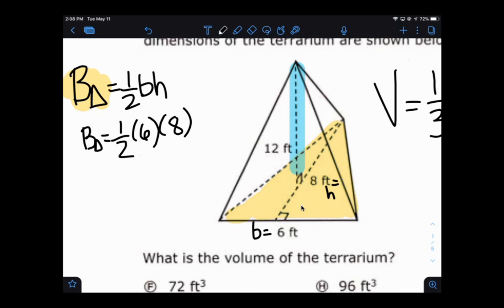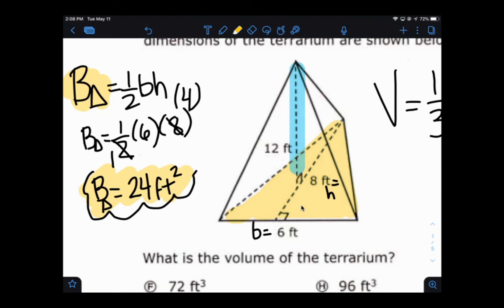I can cut one of these two numbers in half, right? Half of 2 is 1, half of 8 is 4. Now we multiply 6 times 4 equals 24, right? That's the area of the base, 24 square feet.